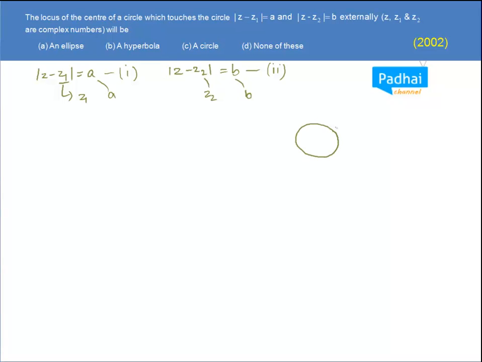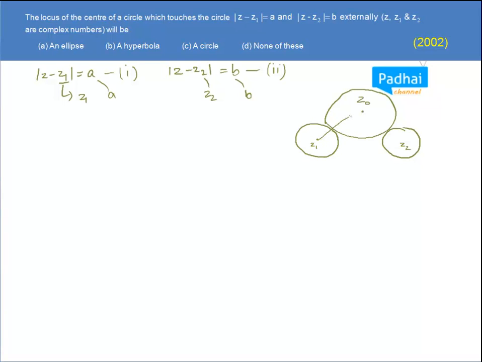If this is one circle, and this is, let's say, the other circle, and this is your z1 and this is your z2. Now the third circle that you have to draw is touching these two circles like this. Let's say this is the circle. So this has to be the case. And the center of the circle which I have to find the locus of, let it be z0 and the radius r0.